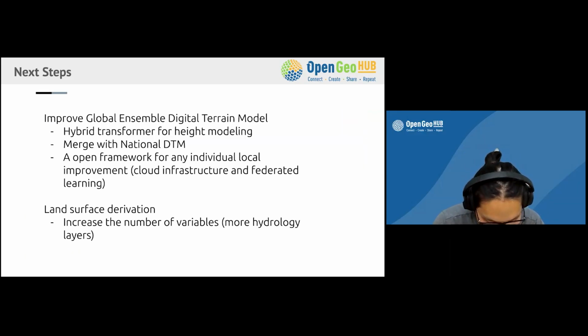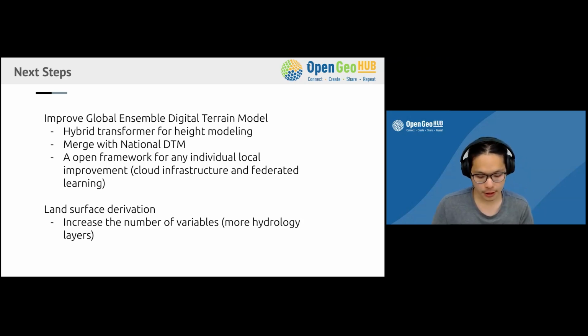The next step in this project is first to improve the global ensemble digital terrain model. We have already discussed in the community that we will try to use more advanced mapping technology, for example, a hybrid transformer for high-resolution modeling. Also, a more community-based approach to map with national DTMs to improve the accuracy in certain places. And we are also working on creating an open framework for individual local improvement.